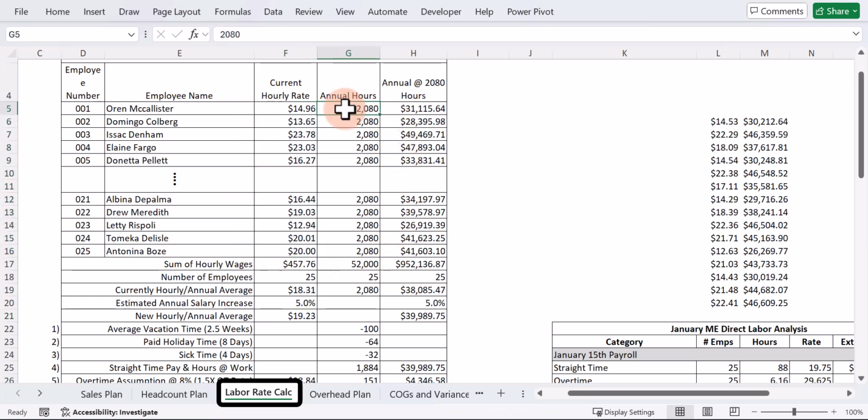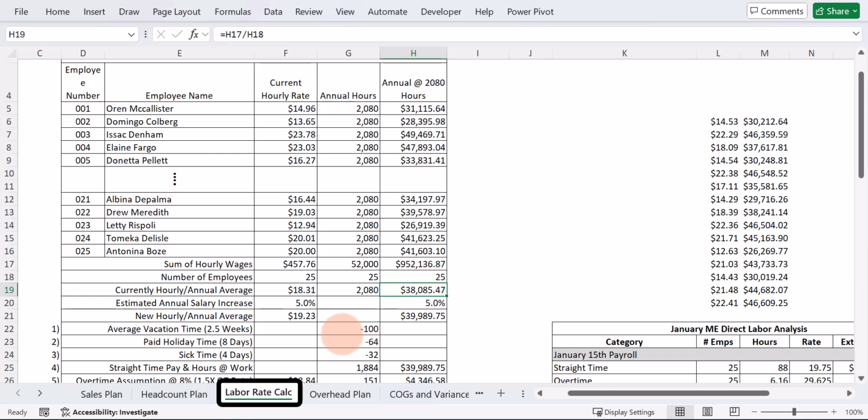And we're assuming a 2,080 hour year, and then here's their base salary. So for the 25 employees, they're going to get 52,000 hours of straight time, and that's going to be $952,000. So here we can figure out what their current hourly average rate is, okay? And then we want to assume that, on average, that's the rate, $18.31, and that would be $38,000 as the average straight time wages for one of our direct labor employees.